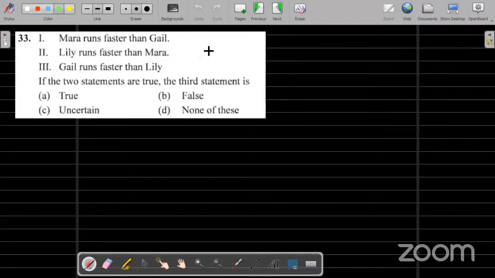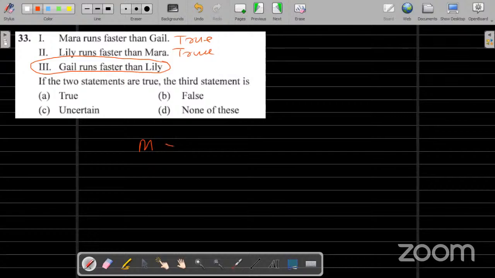Mara runs faster than Gail. Lily runs faster than Mara. Gail runs faster than Lily. If the first two statements are true, then the third statement is... So it is given that the first statement is true. This also is a true statement. Now we need to find out the fate of the third one. So we are taking the first two as true.